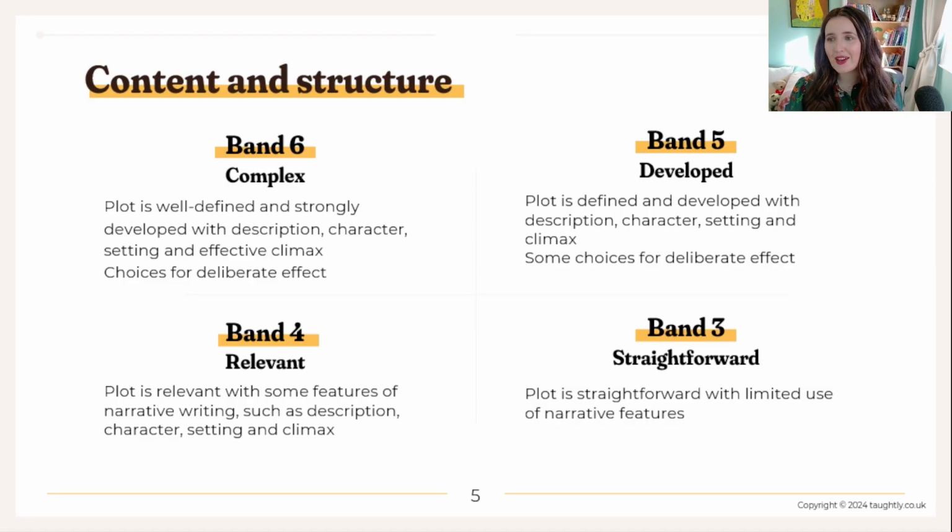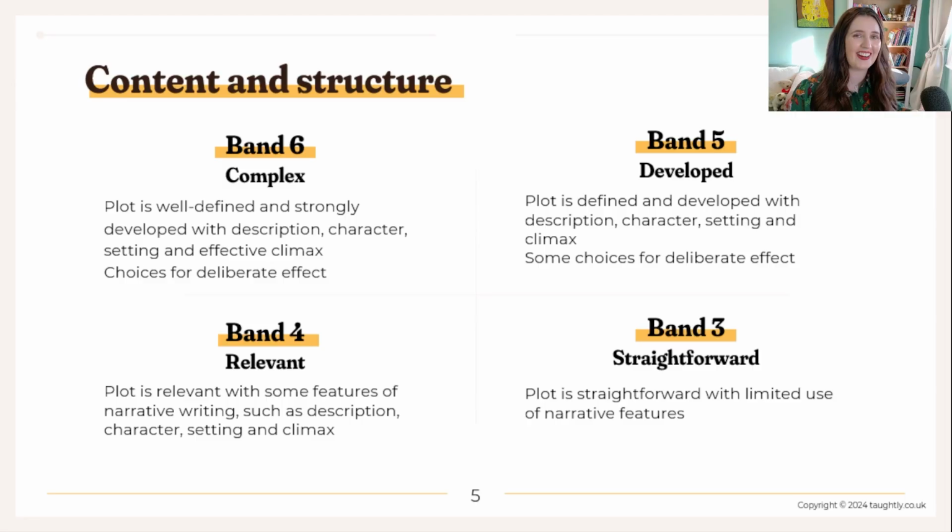And generally, if I can boil down content and structure into one thing, what I always look out for whenever I examine these questions is, have you made some choices for deliberate effect? And in fact, in the top band, it will be that all of your choices have been done for deliberate effect. So it doesn't feel like you've just got into the exam hall and gone, I need to write a story, and then you've just written down the first thing that comes to your mind.